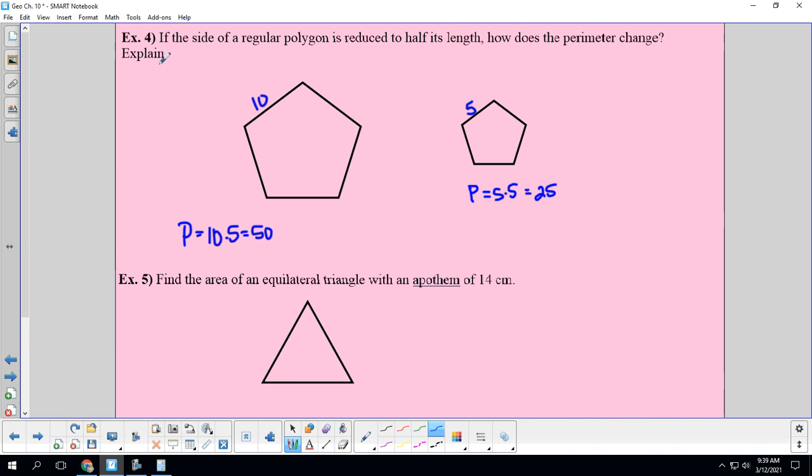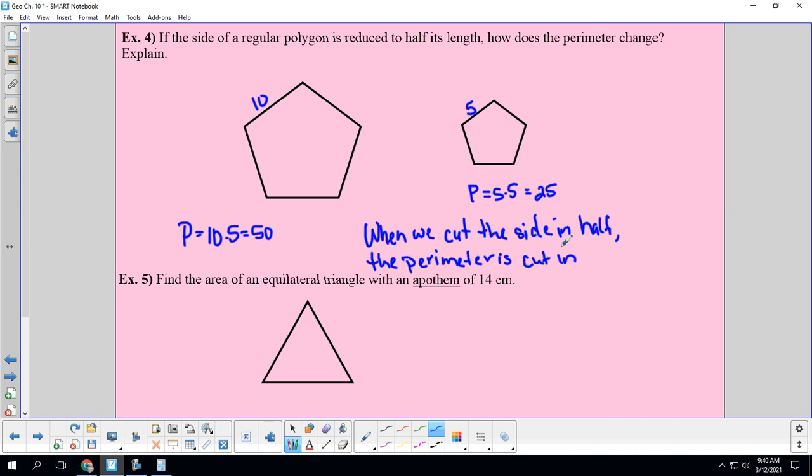So how does the perimeter change when we cut the side in half? When we cut the side in half, the perimeter is cut in half. Interesting. Okay.